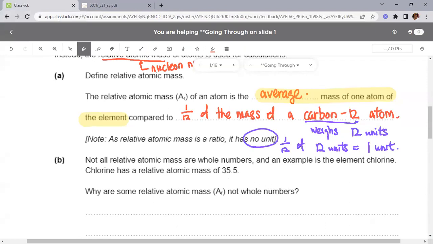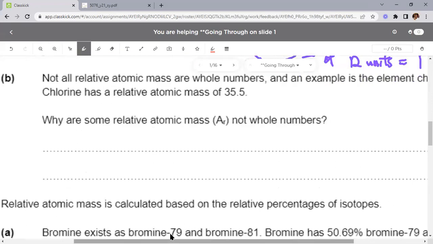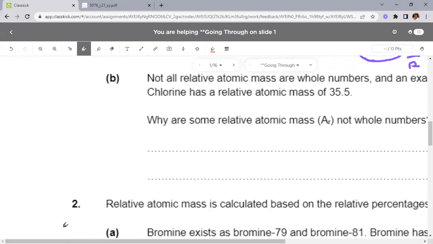So let me explain why some relative atomic masses are not whole numbers. Instead of writing the answer, I'm going to zoom in a little bit on the left-hand side so I have more space to write. Let me explain using the example of chlorine. Chlorine has two main isotopes: chlorine-35 and chlorine-37.